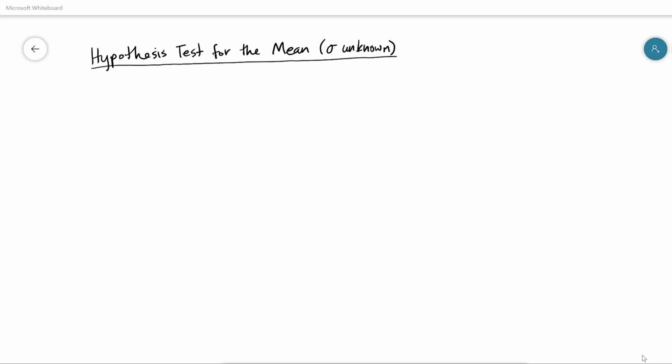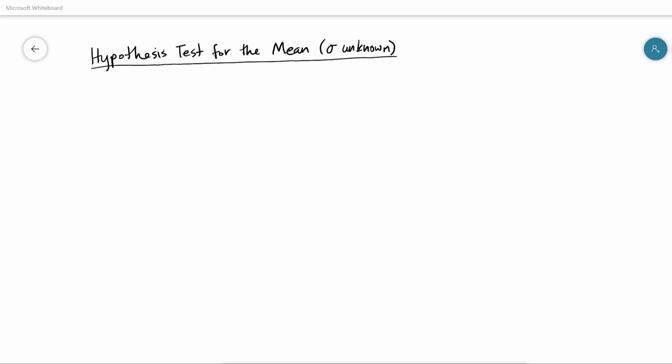In this video, we're going to go through the process of conducting a hypothesis test for the mean with sigma unknown. So we talked in the previous video about the idea behind a hypothesis test, the fact that we're going to have to set up what we call our null and alternate hypotheses and conduct the entire thing like a criminal trial.